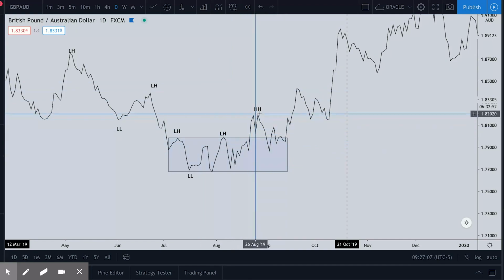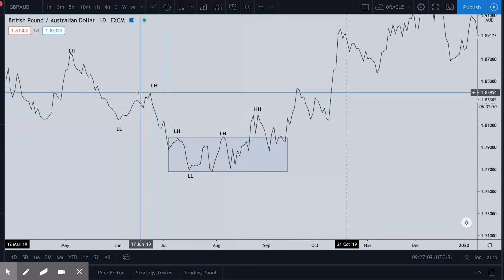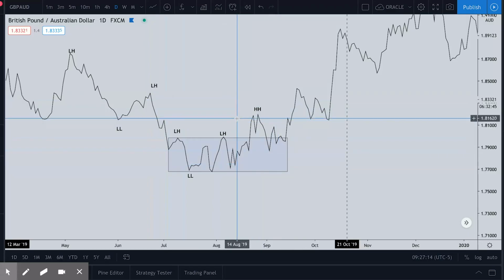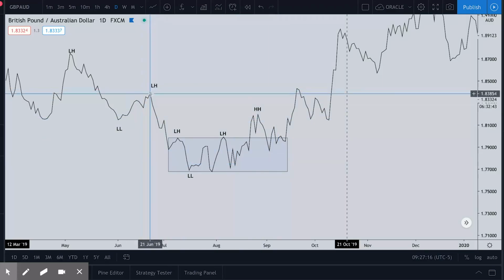Now, would it be safe to buy in right here? Probably not, because we are still beneath this previous lower high. We could very well come down, okay? So this would be the main area that we'd like to take out.